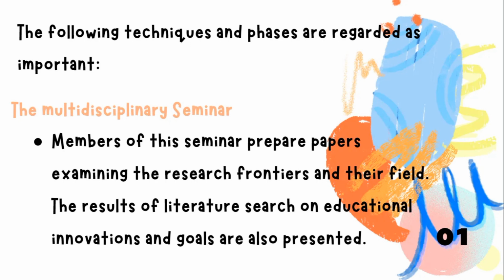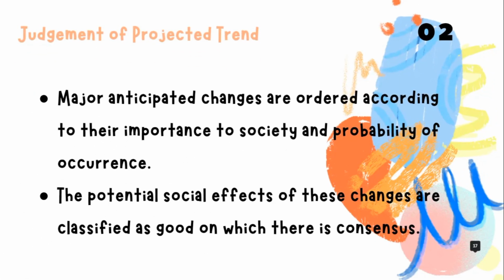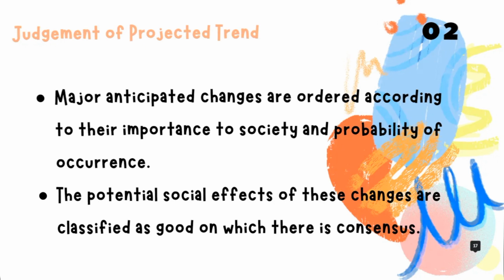Members of the seminar prepare papers examining the research frontiers in their field. The results of literature research on educational innovations and goals are also presented. Next is judgment of projected trends. Major anticipated changes are ordered according to their importance to society and probability of occurrence. The potential social effects of these changes are classified as good or bad, on which there is consensus.